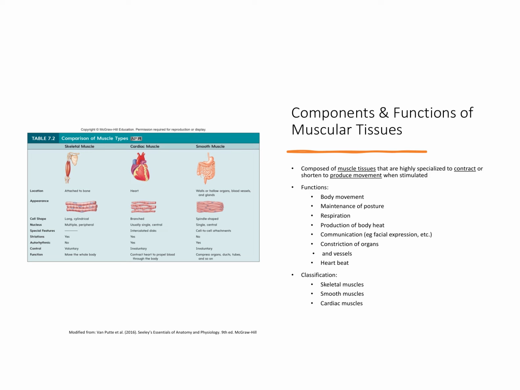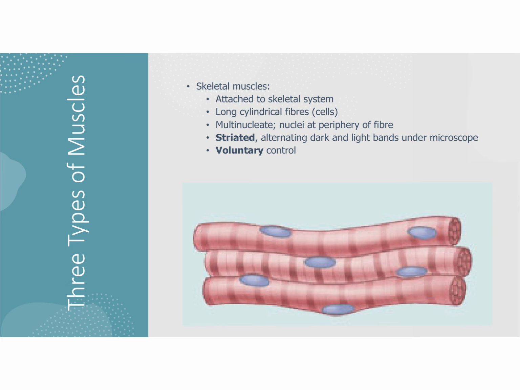Beyond locomotion, muscles maintain posture, drive breathing, generate body heat, and even power the heartbeat. We classify muscle into 3 types: skeletal, smooth, and cardiac, each specialized for different roles in the body. There are 3 types of muscle tissue in the human body, and we are starting with skeletal muscle.